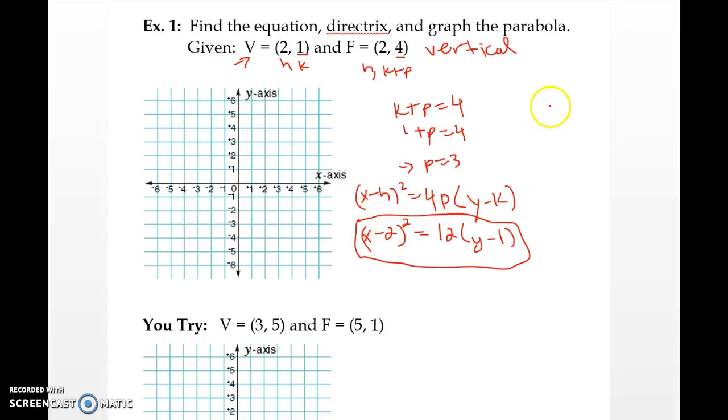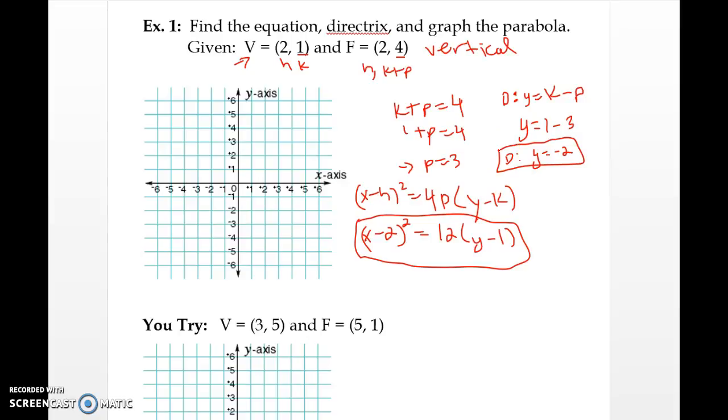You also want to find the directrix. The directrix in this case is y equals k minus p. So y is going to equal k, which is 1, minus my p, which we found to be 3. So y equals negative 2. And it's a line, so it has to be y equals, just like asymptotes.